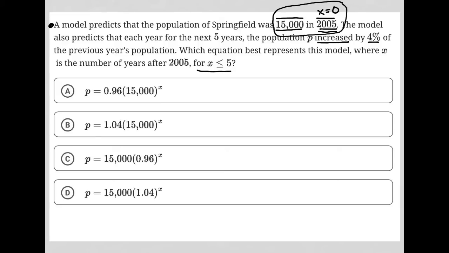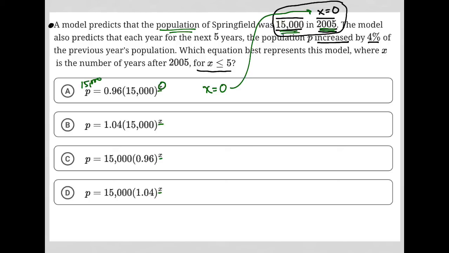I'm going to actually start off by noticing my answer choices all have this X in the exponent position. I love to see what happens when X equals 0, right? And what does it mean that X is 0? Well, we already mentioned it. It means that we're in the year 2005. What do we know about what's happening in the year 2005? Well, we know that the population should be 15,000. So in essence, when I put a 0 here for X, I should get a P value over here of 15,000.